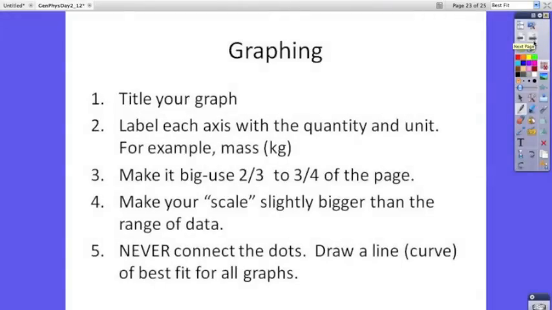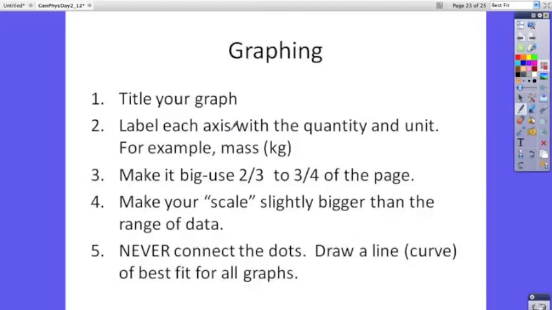Graphing. When we graph, and you will graph a lot in this class, there are some things that are required on all of your graphs. Your graphs need a title. That might be distance versus time. It might be average velocity versus time. But it'll tell you what's on the x-axis and what's on the y-axis. So you need to title your graph.